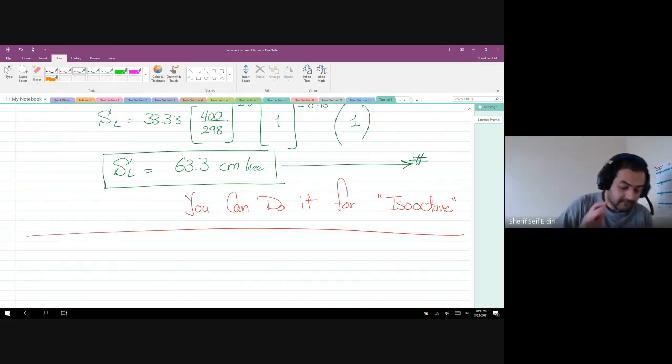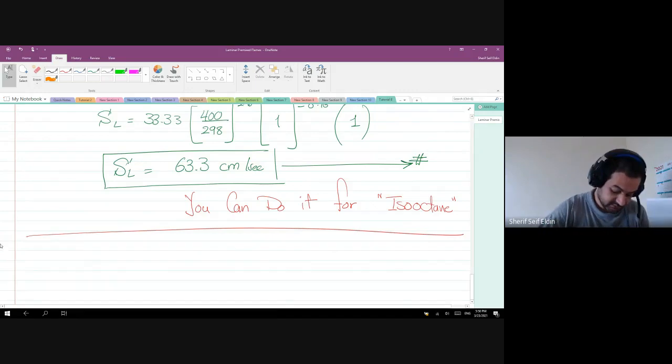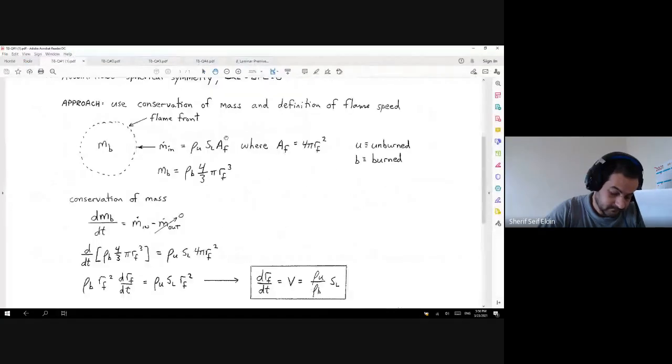Right. So the third problem is very similar to the second one, but for the third problem, he asks for the critical radius of ignition of a stoichiometric propane air mixture at 1 atmosphere, right? So for the third problem, I'll show it to you here right now. Where's the tutorial?